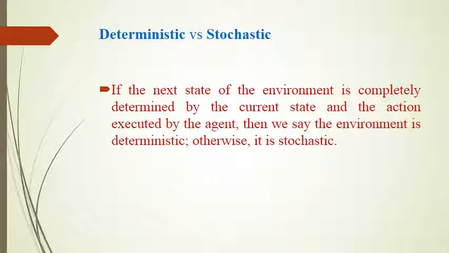The other one is deterministic and stochastic. If the next state of the environment is completely determined by the current state and the action executed by the agent, then we say that the environment is deterministic, otherwise it is stochastic.